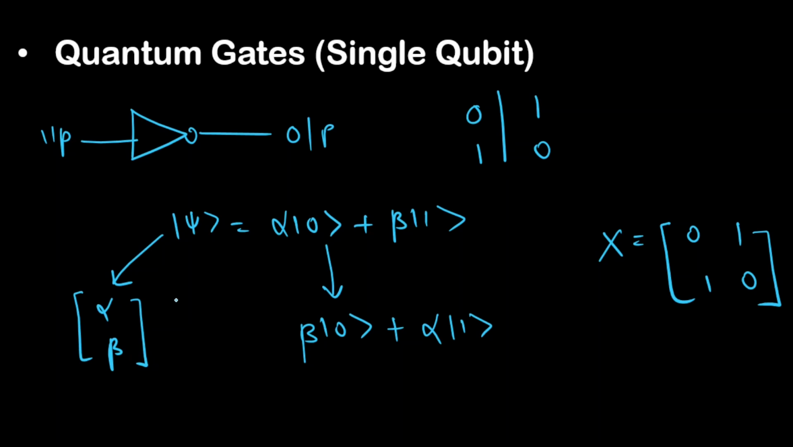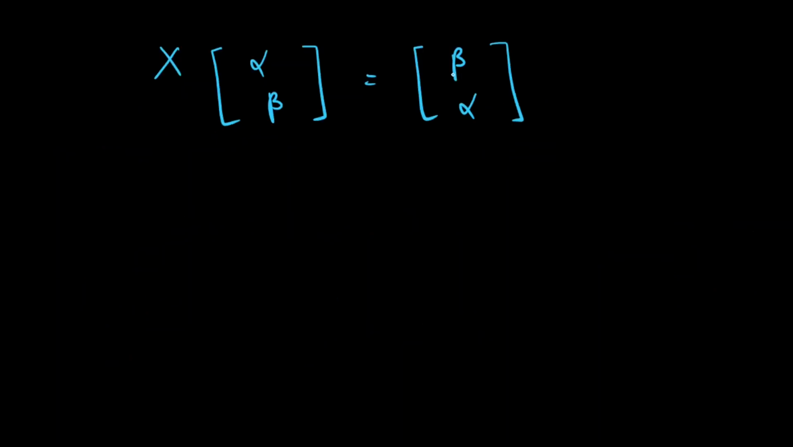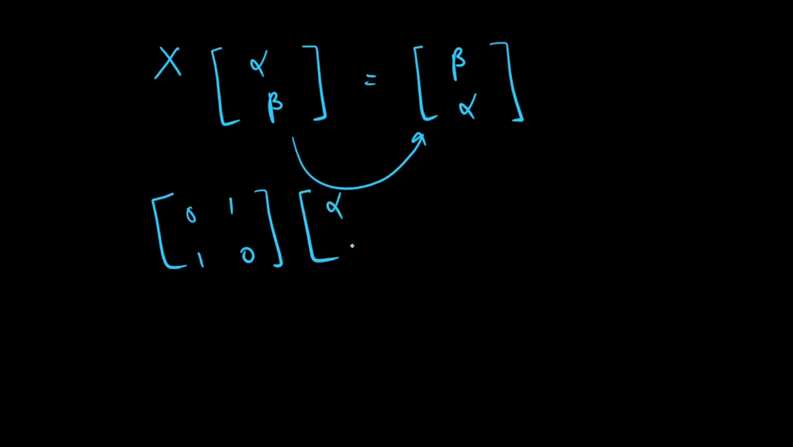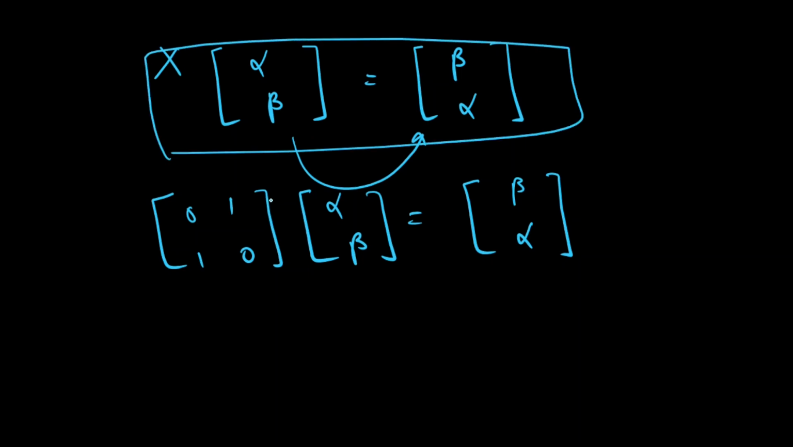So now to see the operation of quantum NOT gate, we have X times alpha beta will give you beta alpha, that is the inputs are inverted. How does this work? We know our X matrix, that is for our quantum NOT gate, is 0 1 1 0, and when this operates on alpha beta, we'll have beta alpha. You can try it by yourself. So from this equation we can see that our quantum NOT gate has inverted the input qubits.